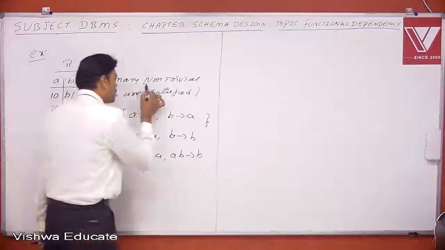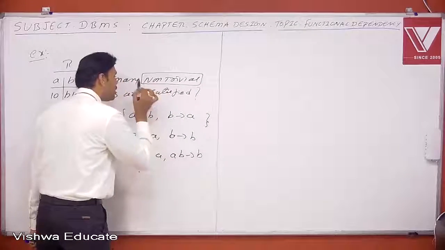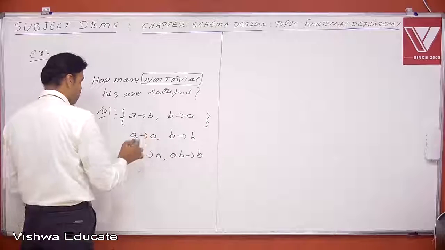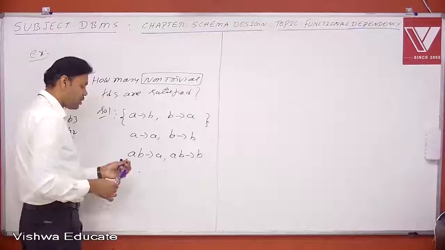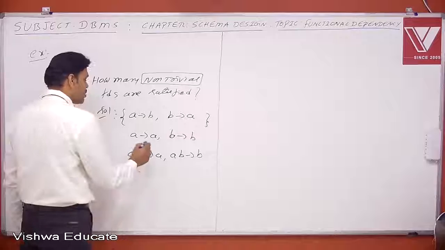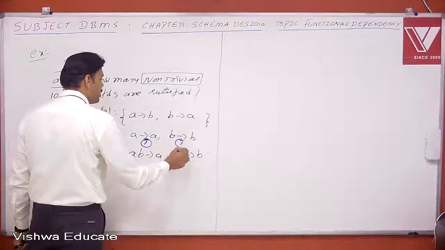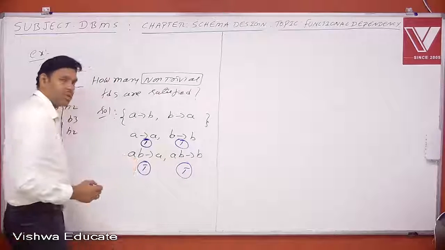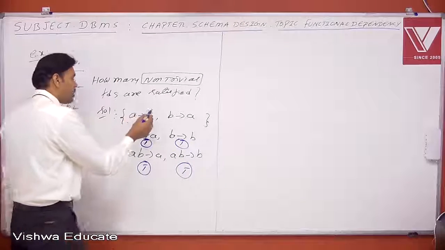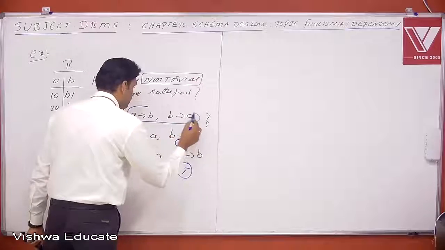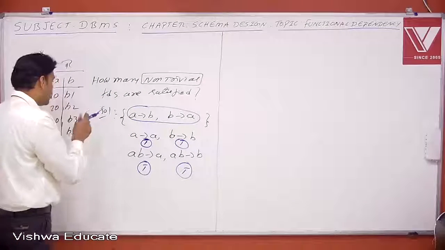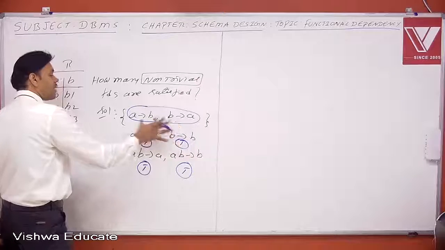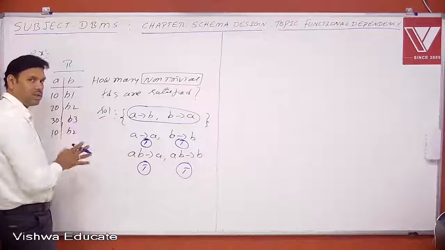Here, he is asking very clearly how many non-trivial functional dependencies. So in this, what are trivial and what are non-trivial? This is trivial, this is trivial, this is trivial and this is also trivial. So our concentration is on these two combinations. Now for the given data, you identify how many are satisfied.